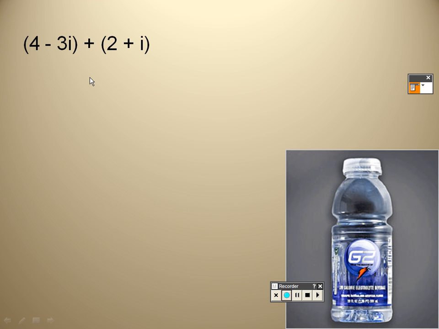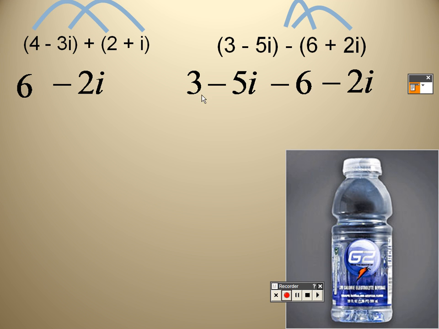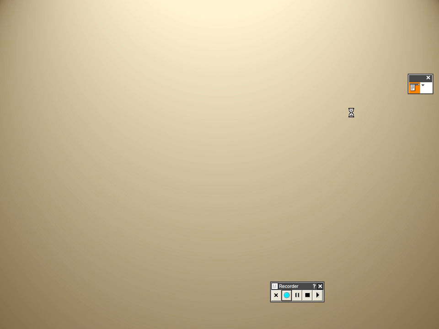Alright, so we did some examples like this. These are the simple ones, right? 4 plus 2 is just combining like terms. That's 6. -3i and an i, that's -2i. That one's done already. 3, we're going to take that negative through to both. So really 3 minus 6. It's 3 minus 6, that's -3. -5i minus 2i, -7i.